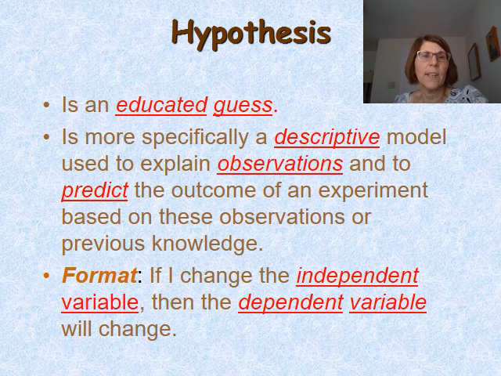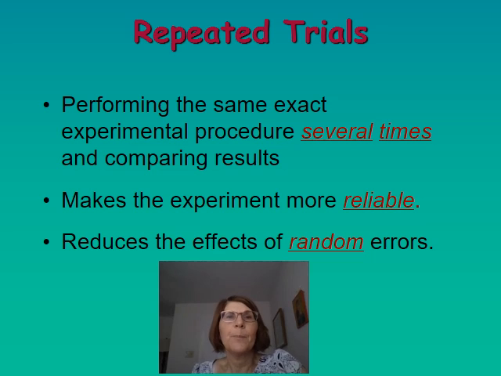Another example of an independent variable could be, let's say I have water and I put different amounts of sugar in it. So if I increase the sugar, then my density will change. So I change the sugar, independent variable, and then the density changed because of what I did. So that's a dependent variable.